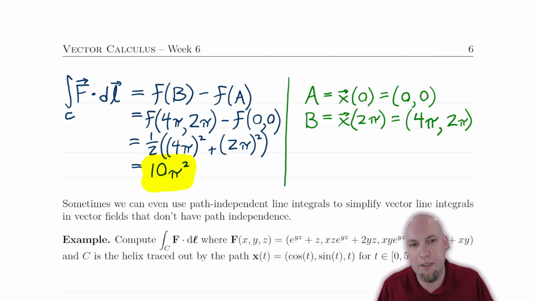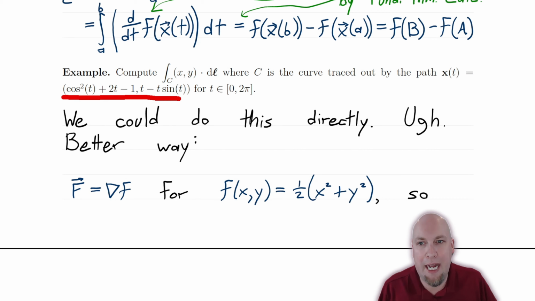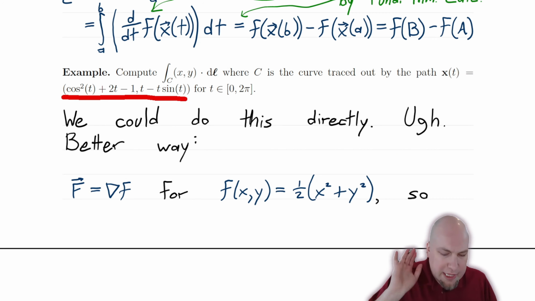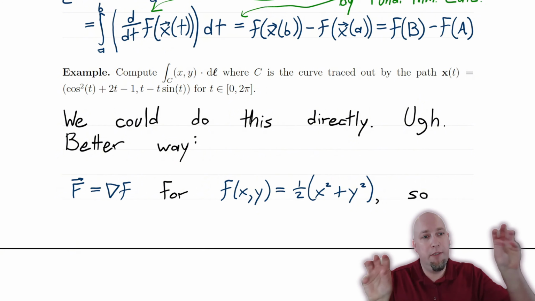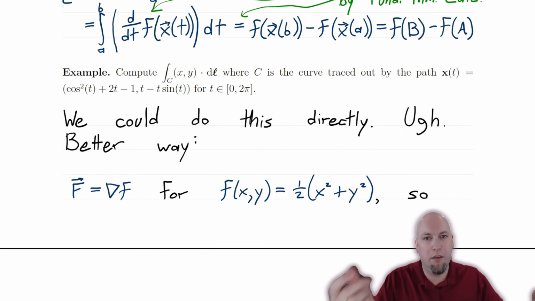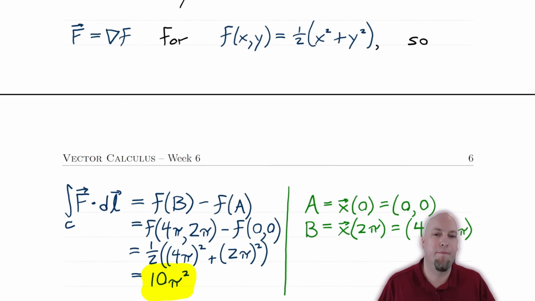That's the value of the vector line integral, and I barely needed to use the path at all. It doesn't matter how hideous the path is, because all you need are the endpoints, as long as your vector field is conservative, as long as it's a gradient field, okay?